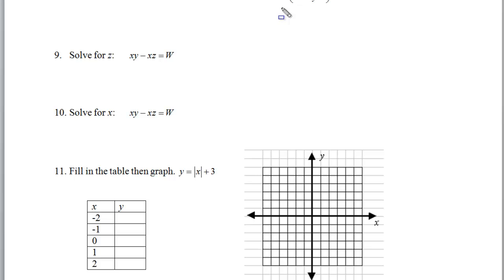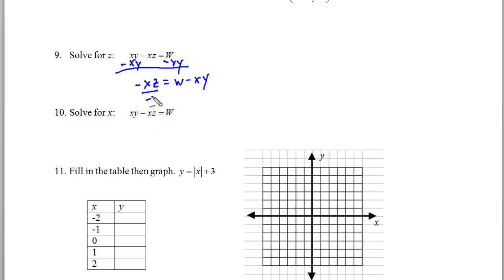We'll be spending a lot of time doing this in other sections of the book, but this is kind of like your baseline stuff. We're going to try to get z all by itself here. And to get z by itself, we're just going to move the xy to the other side. So let's move the xy. Alright, so we get negative xz is equal to w minus xy. And the z is now almost by itself.